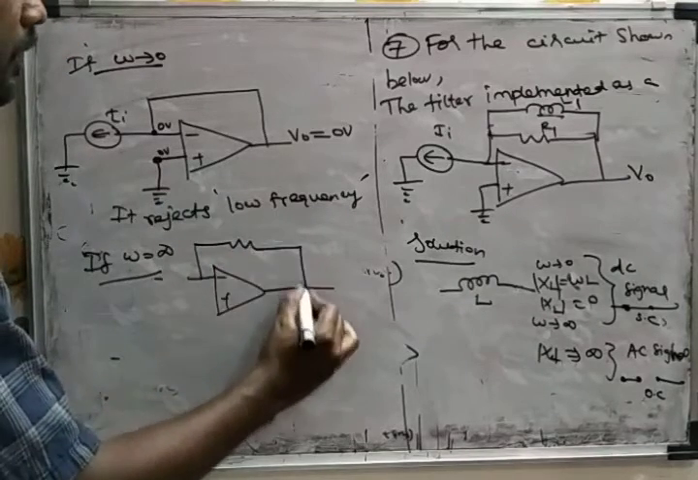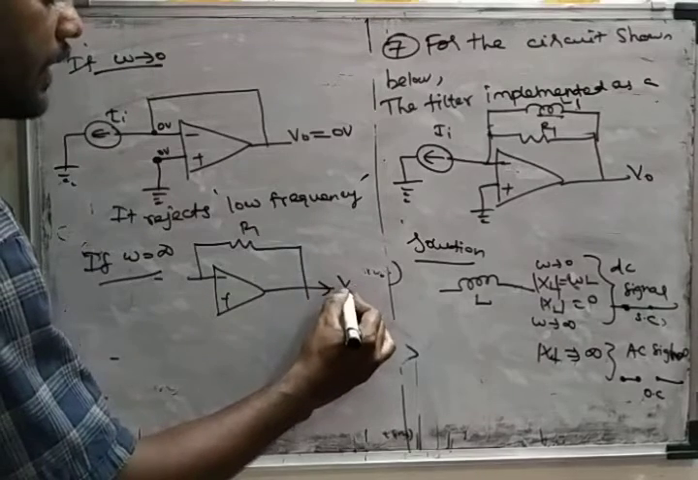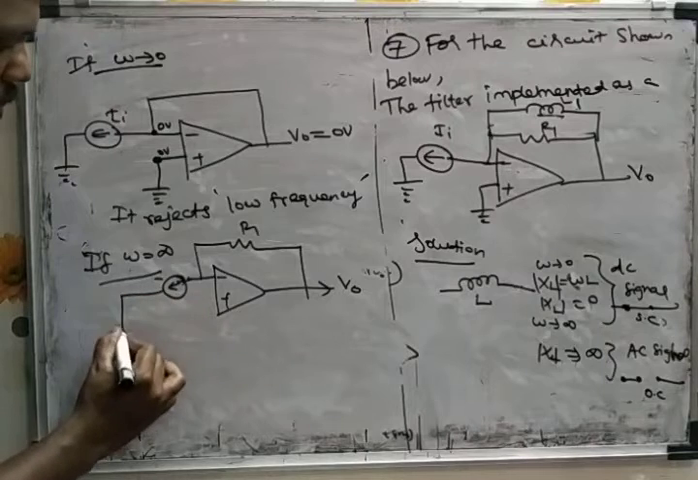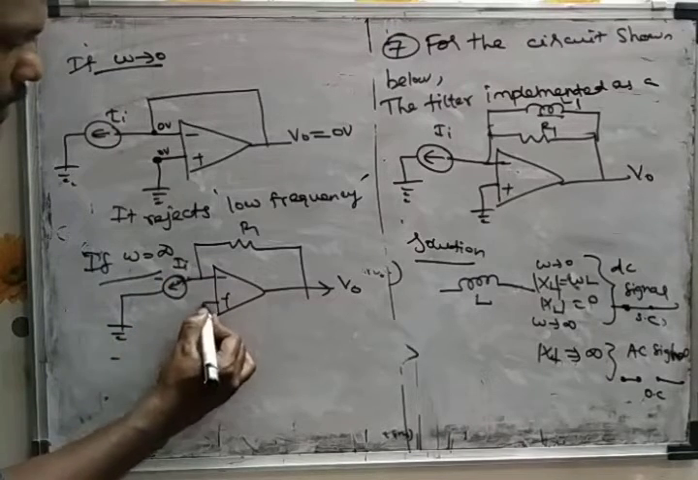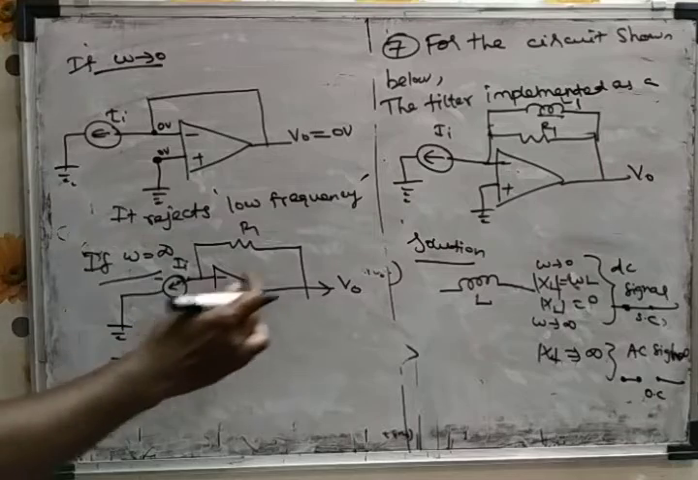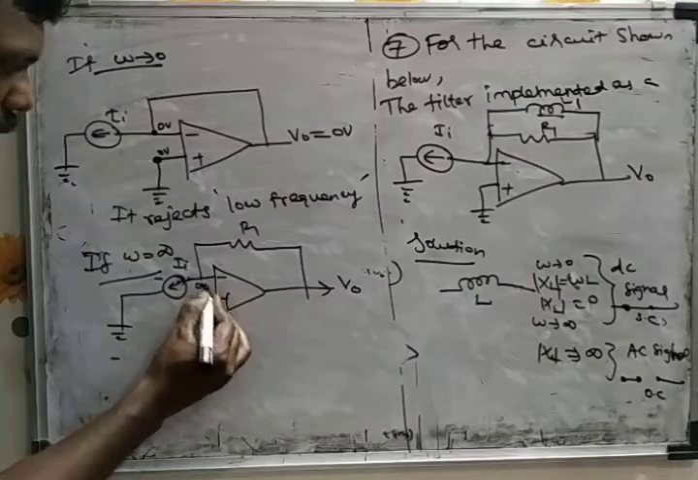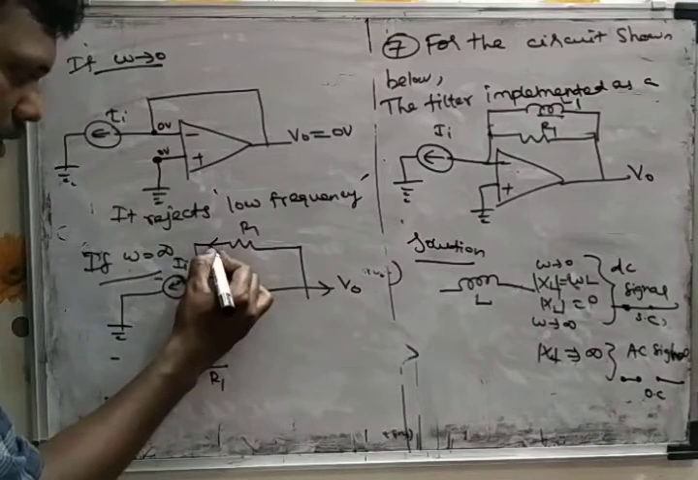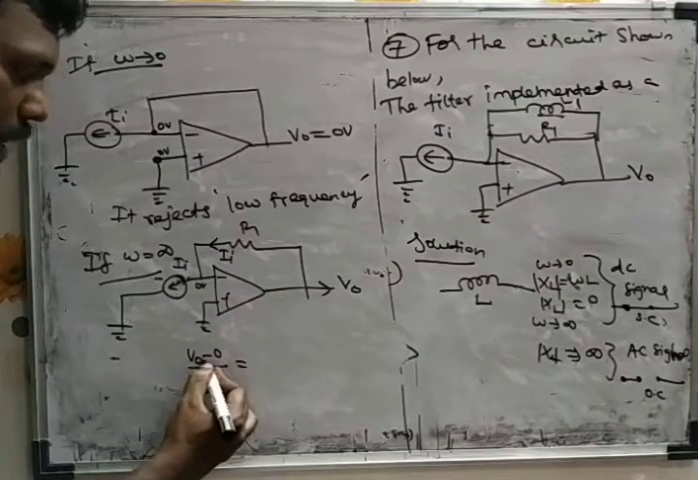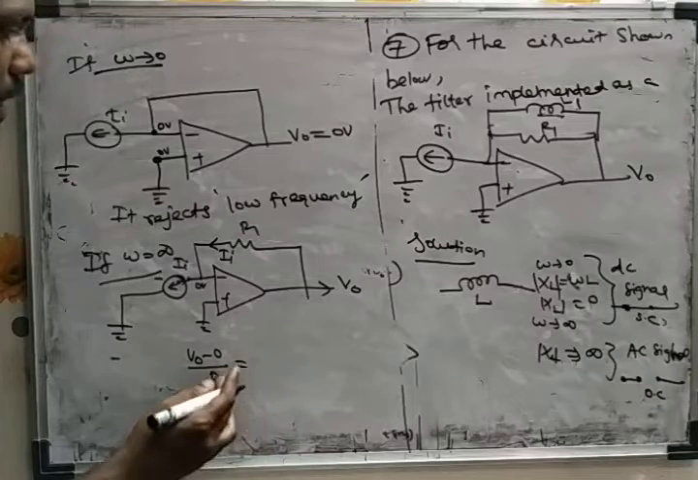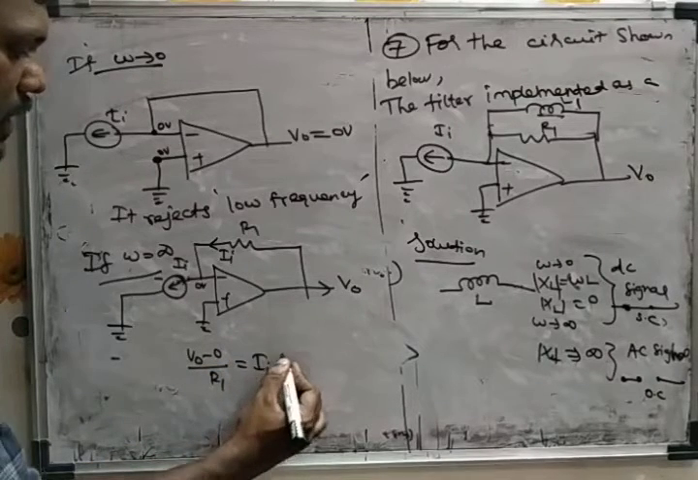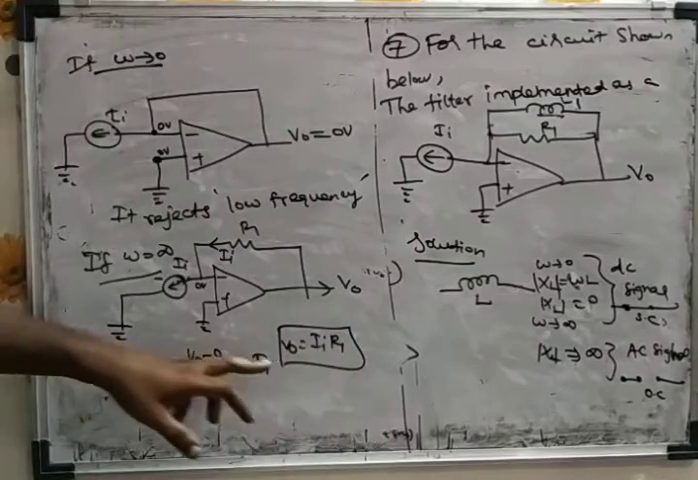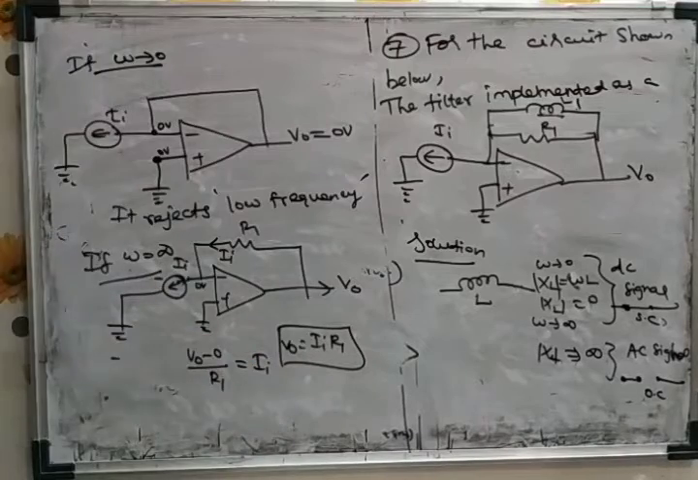here you have R1, V0, here you have current source Ia. So (V0 minus 0) by R1 is equal to Ia, here we have 0 volt. So (V0 minus 0) by R1 is equal to your Ia. So V0 is equal to Ia into R1. So it allows high frequency component.